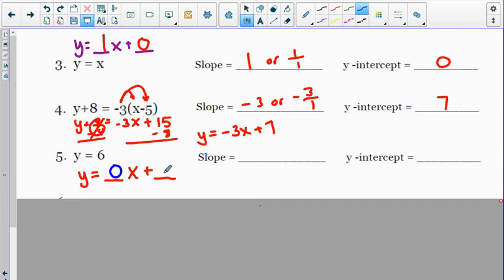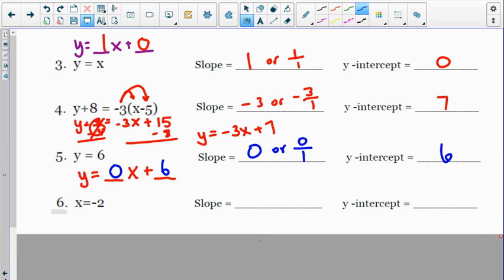And I have to figure out, well, what is the y-intercept? What is this number over here, so that when I add all this together, I get 6? Well, it's got to be itself. It's got to be 6, because 0 times x is 0, and 0 plus 6 is 6. So simplified, it says y equals 6, but unsimplified, the slope is 0, or for graphing purposes, we can think of it as 0 over 1, and the y-intercept is positive 6.